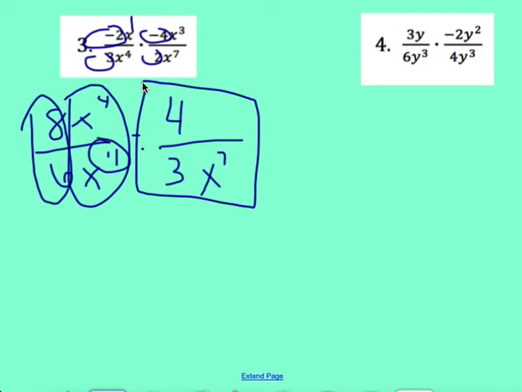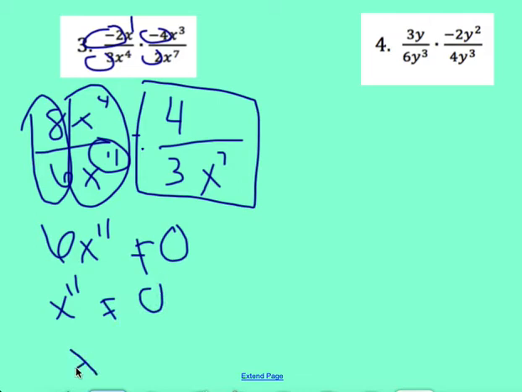Now we need to find the excluded value. So we know that 6x to the 11th cannot be equal to 0. Well, that's only going to be true if x to the 11th is equal to 0. And that's only going to be true when x is equal to 0. So we're going to say, okay, x cannot be equal to 0.